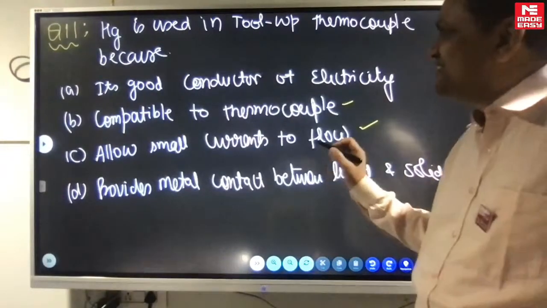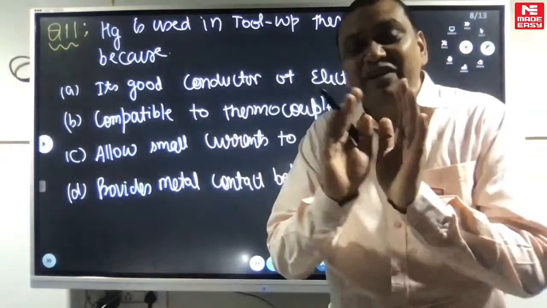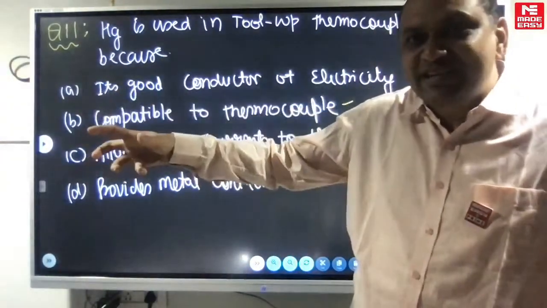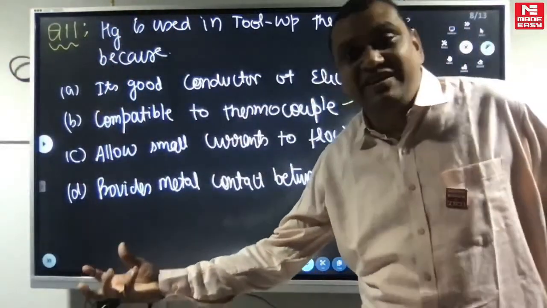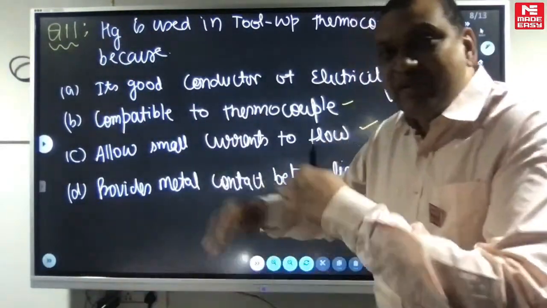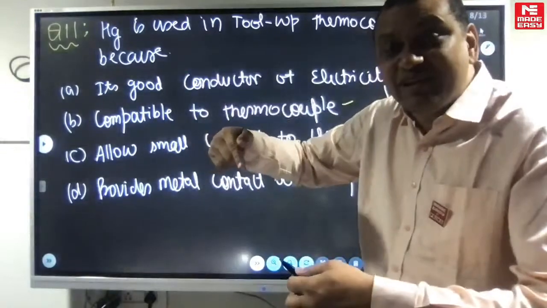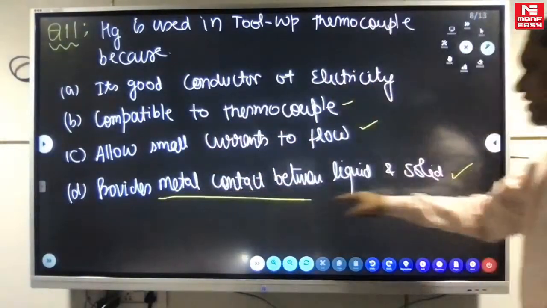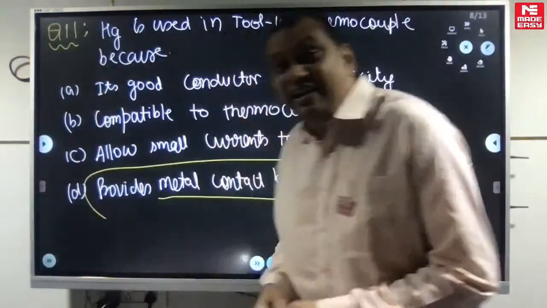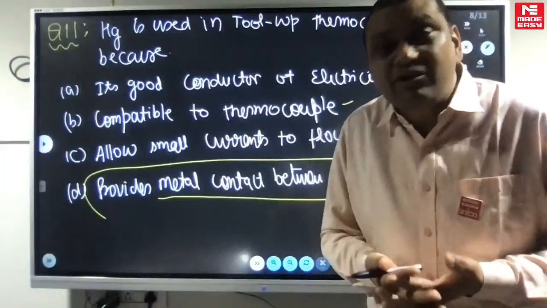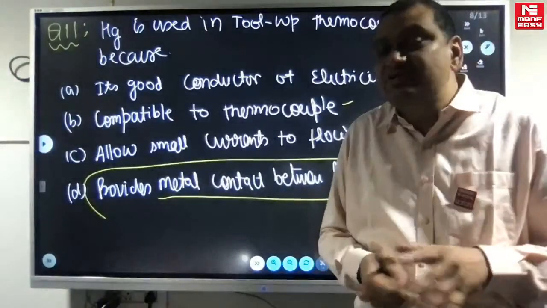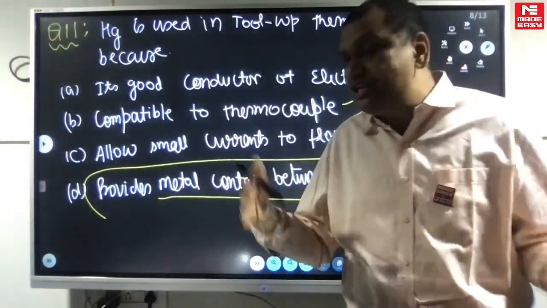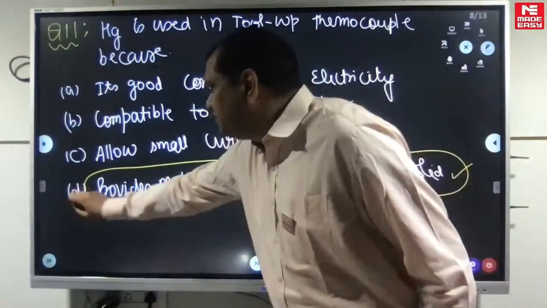A lot of answers are coming. See, in a tool workpiece thermocouple, the workpiece is connected to a disc, and the disc is dipped in mercury. So it's a liquid, so current has to flow. Why do we use mercury? Because it provides a metal contact between the liquid and the solid state. Otherwise there will not be current flow. Mercury is called a liquid metal because at room temperature it is liquid. So that is the only reason we use mercury.